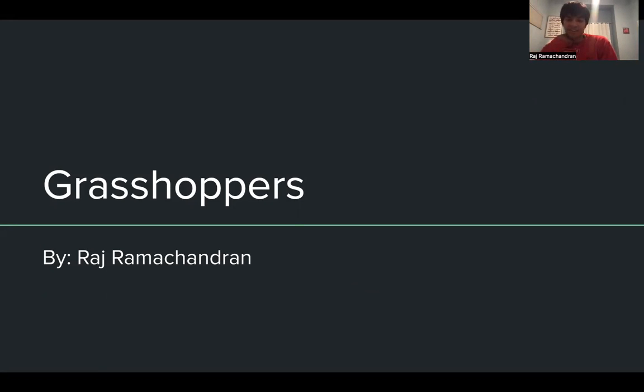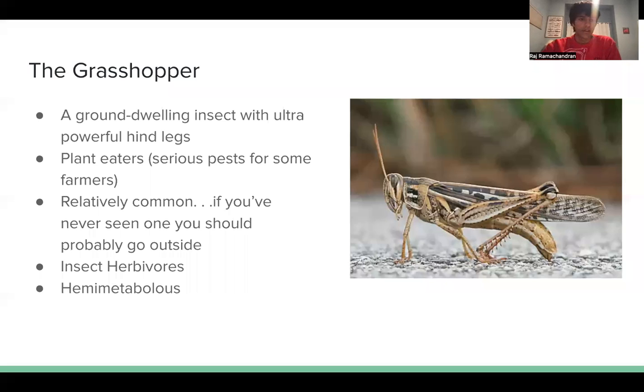Today I'll be talking about grasshoppers. They were one of the specimens which we took a look at in class. We didn't dissect them, but they were on the back wall, and they were one of the specimens we kind of took a look at. So I thought I would just discuss them because I kind of think they're pretty cool.